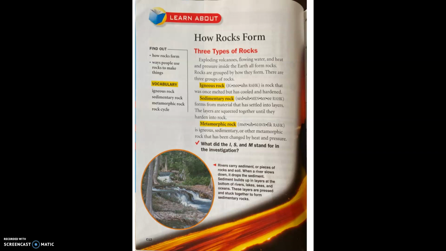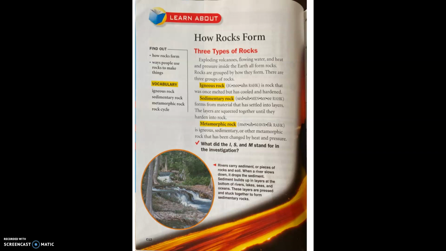So there are three types of rocks: exploding volcanoes, flowing water, and heat and pressure inside the earth all form rocks. Rocks are grouped by how they form. There are three groups of rocks. First is igneous rock. Igneous rock is rock that was once melted but has cooled and hardened. Sedimentary rock forms from material that has settled into layers. The layers are squeezed together until they harden into rock. Metamorphic rock is igneous, sedimentary, or other metamorphic rock that has been changed by heat and pressure.